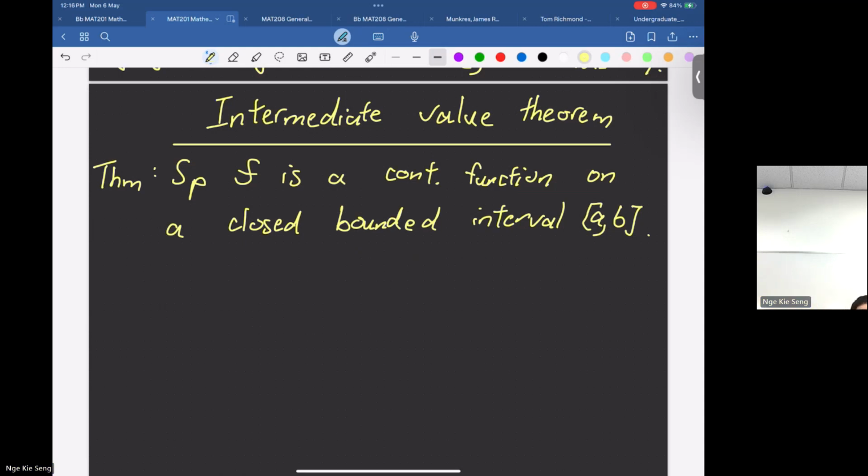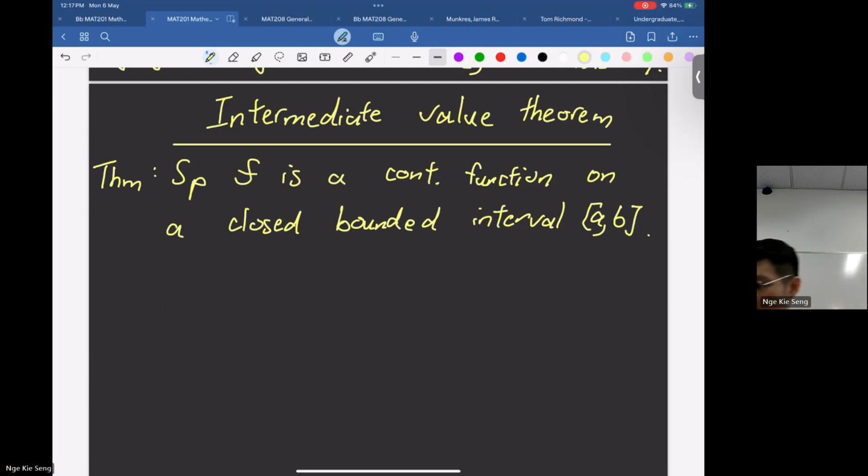What does it mean? I only defined continuity at a point, right? So what does it mean to be continuous on a closed bounded interval? It is continuous at every point in this closed interval. So A is included, B is included, and any point between A and B, it is also continuous.